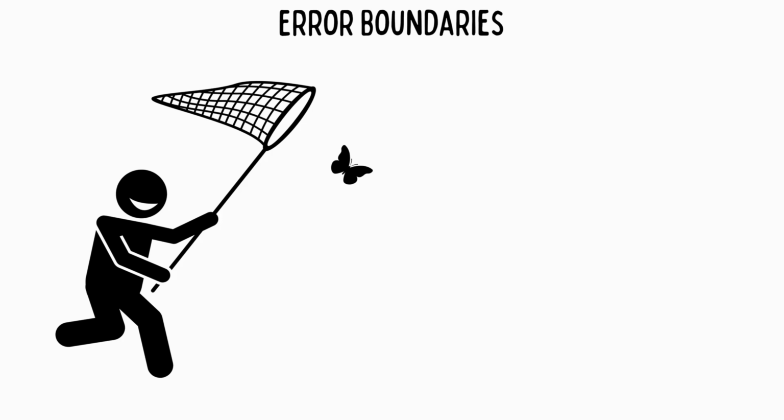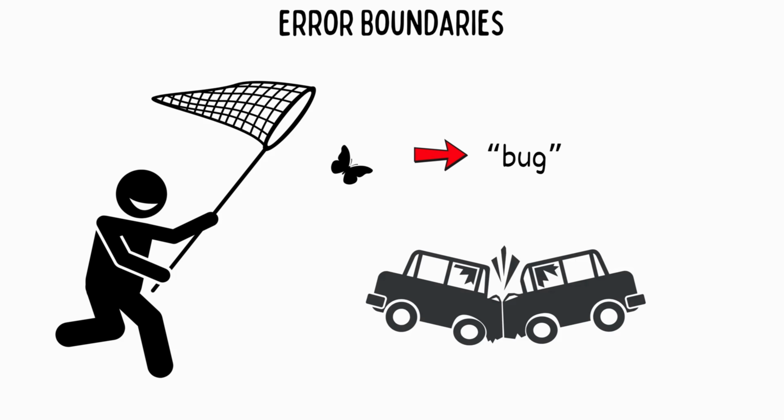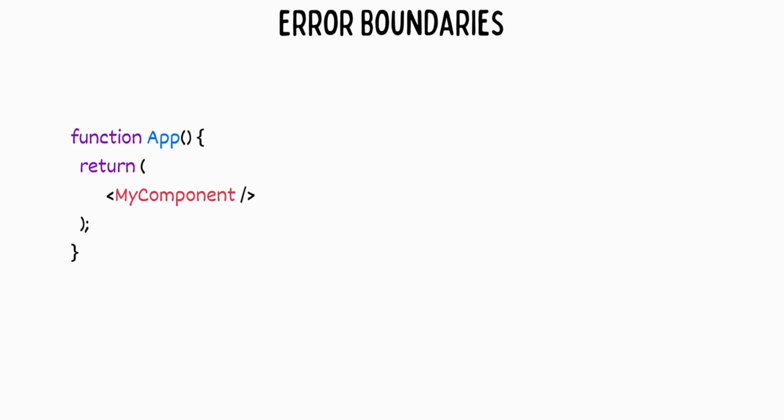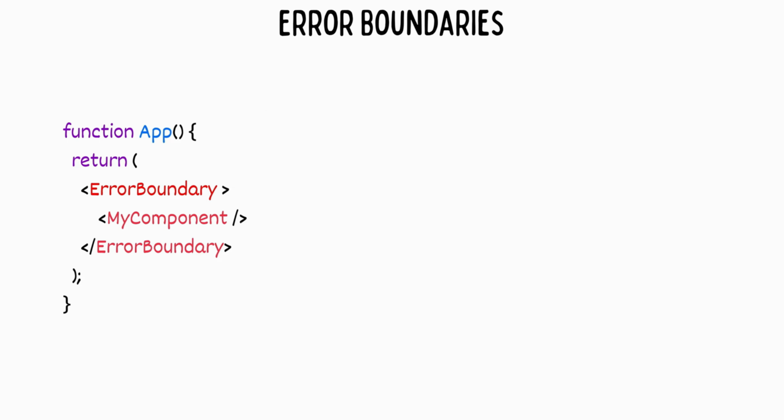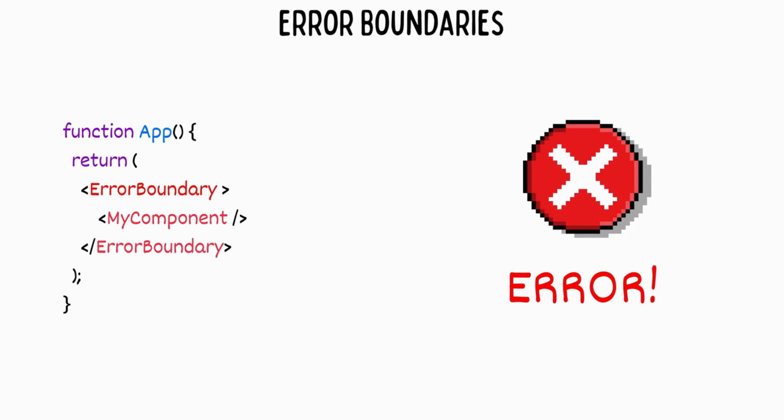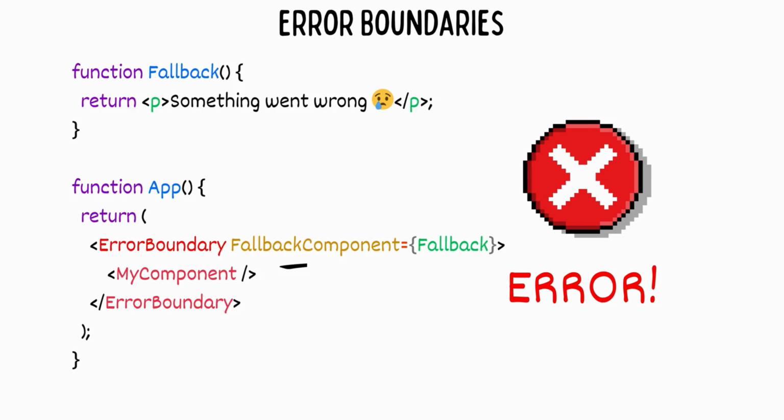Error boundaries catch JavaScript errors in components and prevent your whole app from crashing. Just wrap your components in an error boundary to keep things running smoothly. If an error occurs, you can show a fallback UI instead. This is great for graceful error handling in your app.